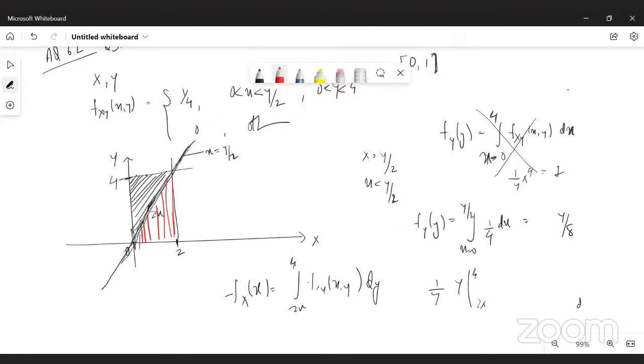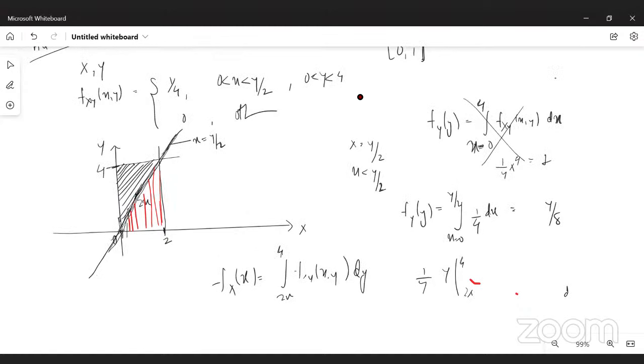Ma'am, I have a doubt on this y by 8. How did you get that? Integral y by 8, 1 by 4 dx. The limit, the next one, just above. Marginal y is equal to integral x is equal to 0 to y by 4. Is that right? Y by 2. Why y by 4? This curve is x varying from 0 to y by 2. Okay. So y by 2.